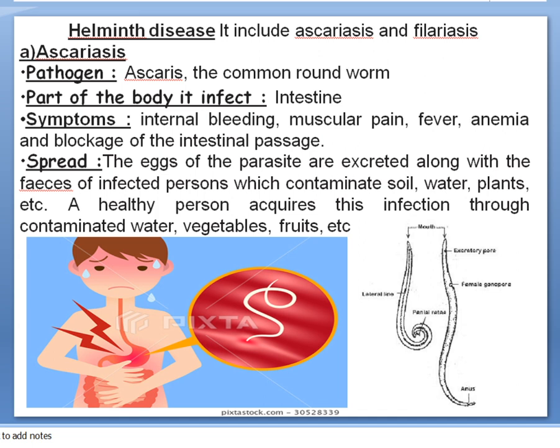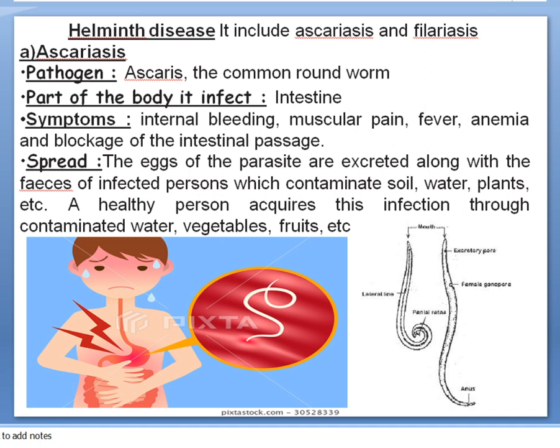Usually we will say that children are more prone to this disease because they have the habit of keeping everything in the mouth. So that is about ascariasis. As usual, you have to remember the pathogen, mode of transmission and symptom. Fine. So this is about ascariasis.